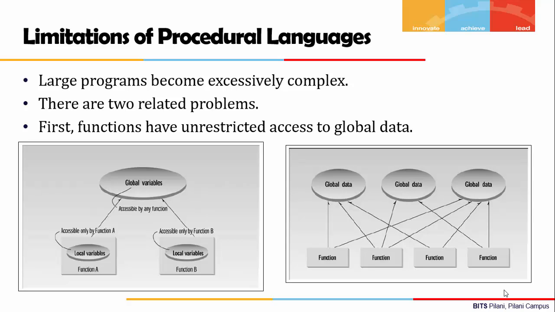The problem is that this leads to a larger number of potential connections between the functions and data. These larger connections not only make the structure of the program difficult to conceptualize, they also make the program difficult to modify. Any change made in any global data will necessitate rewriting all the functions that access that item. So in a larger program, there are a larger number of connections and a change in any global data may need changes to all the functions.